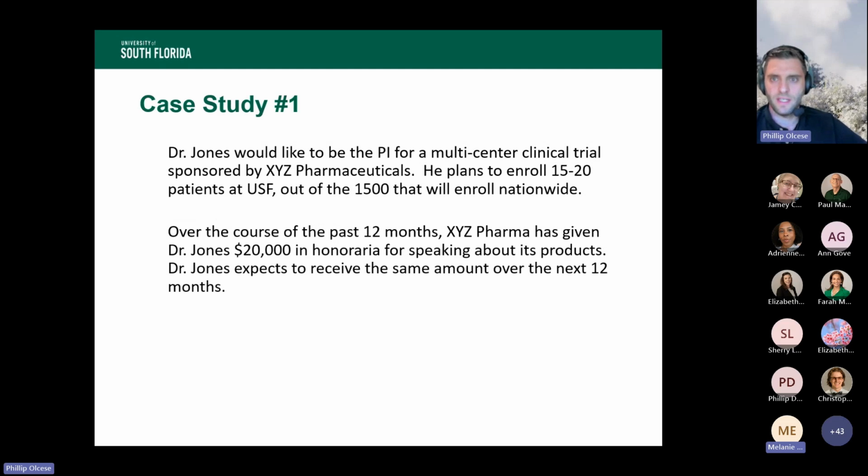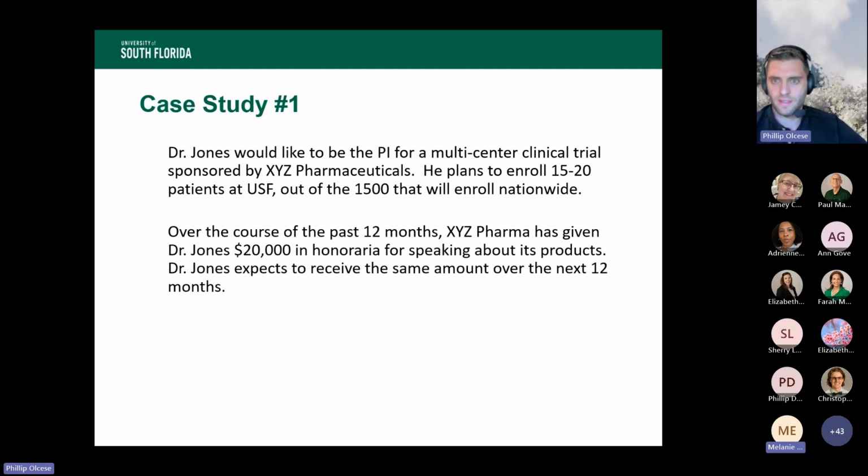So the first case study: Dr. Jones would like to be the PI for a multi-center clinical trial sponsored by XYZ Pharmaceuticals. He plans to enroll 15 to 20 patients at USF out of the 1,500 that will be enrolled nationwide. Over the course of the past 12 months, XYZ Pharma has given Dr. Jones $20,000 in honoraria for speaking about his products. Dr. Jones expects to receive the same amount over the next 12 months.